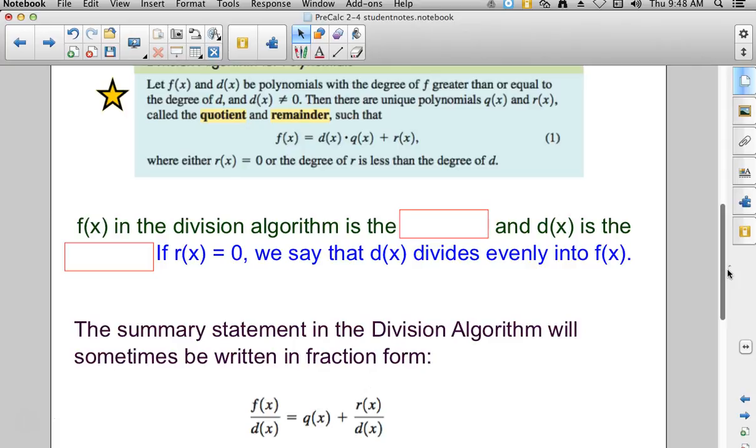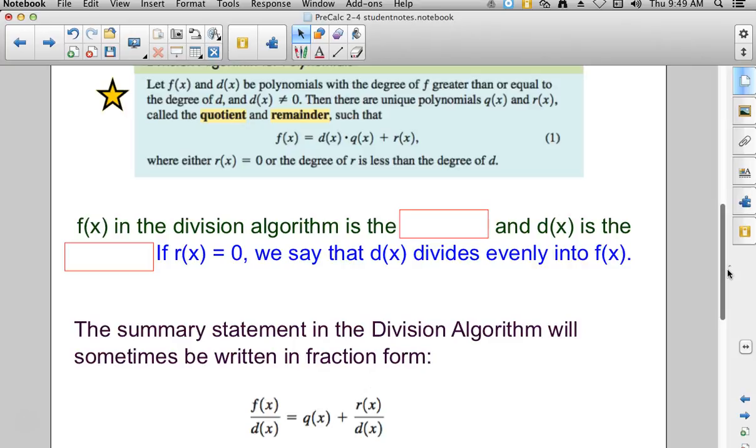And it says d of x cannot be 0. Obviously, we can't divide by 0. So then there are unique polynomials q of x and r of x called the quotient and the remainder, such that if we multiplied that d of x and q of x together, just like we did in the last one, and then added our remainder, we would get back to the original, which would be f of x.